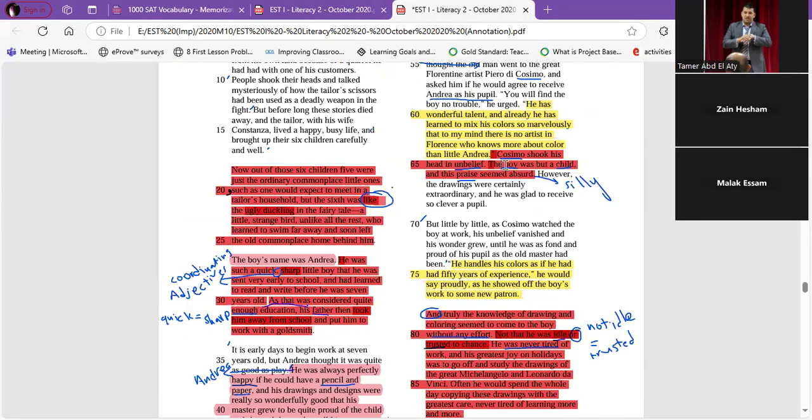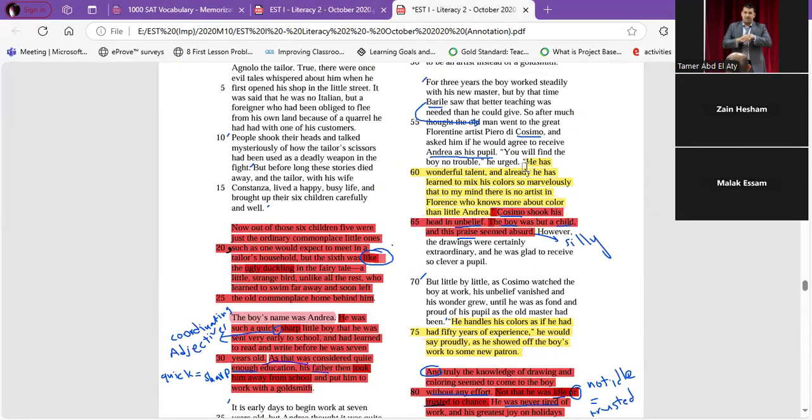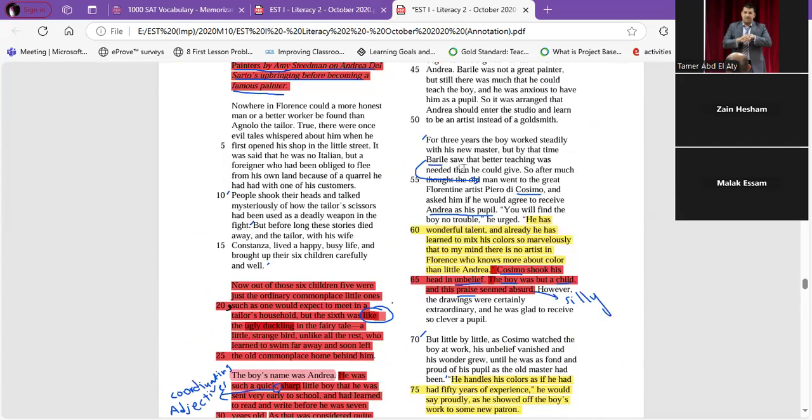He said the boy, I don't know who the boy is that he talks about. So here he said Cosmo shook his head in unbelief. Why? So let's take a sentence before. Here there is "he." I don't know who he is. Take a sentence before. Again "he." Take a sentence before. There is "so." Take a sentence before. Okay.